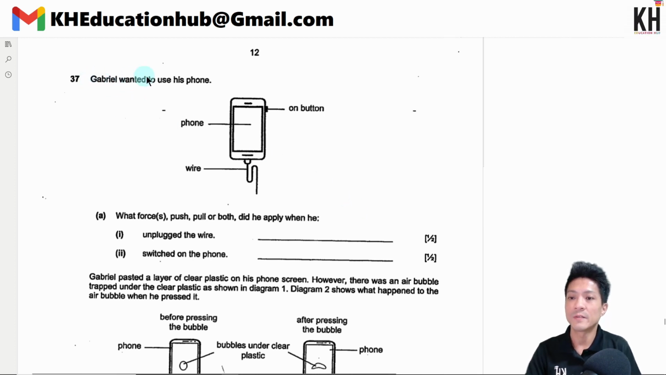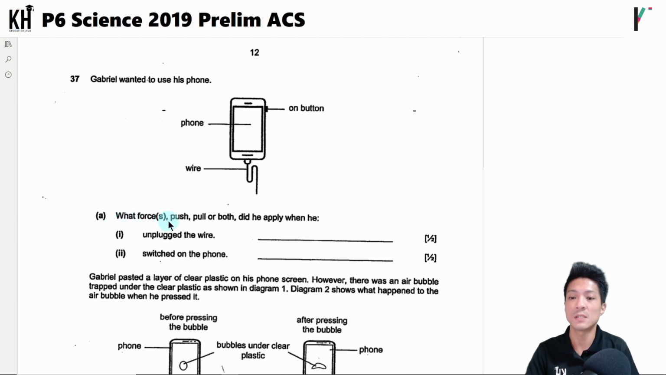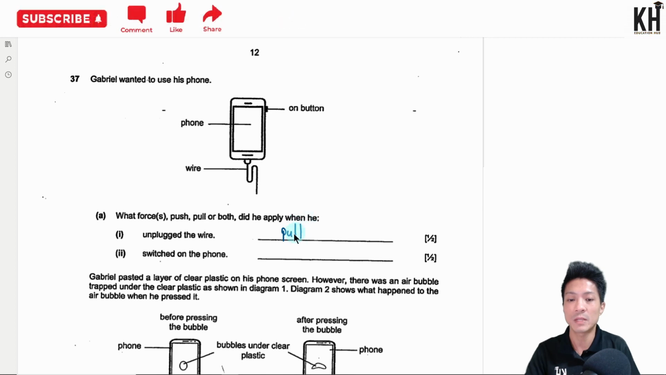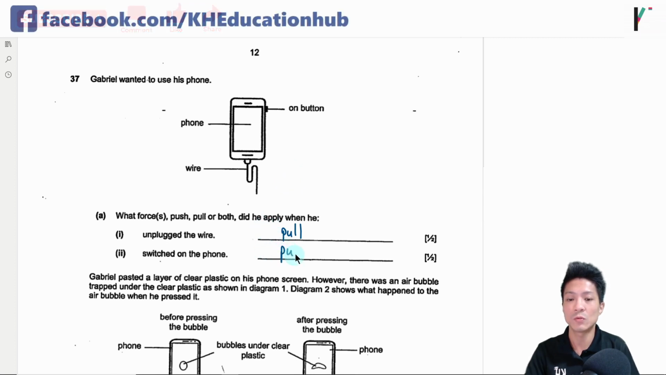Question 27. Gabriel wanted to use his phone. What forces, push, pull, or both did he apply when he unplugged the wire? So if you want to unplug the wire, you got to apply a pulling force. Switch on the phone, that means you need to press onto the on button, right? So you need to apply a pushing force.